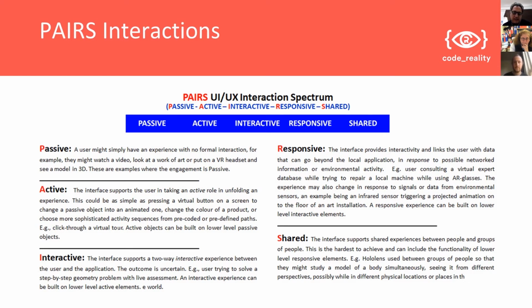Together, all these types of interactions spell out the word PAIRS: P for passive, A for active, I for interactive, R for responsive, and S for shared.